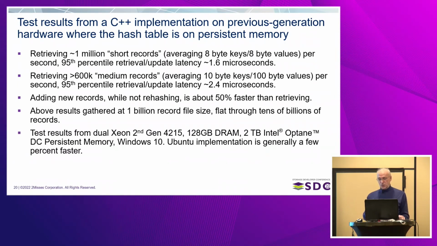And as I described, this is the dual Xeon 2nd generation Silver 4215 on Windows. Ubuntu is a little bit faster, and one of the reasons is that the mapping is in bigger chunks. You have the huge pages, so the TLB reload isn't as expensive, so you save there.